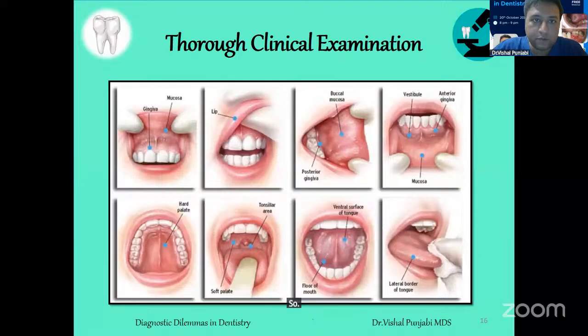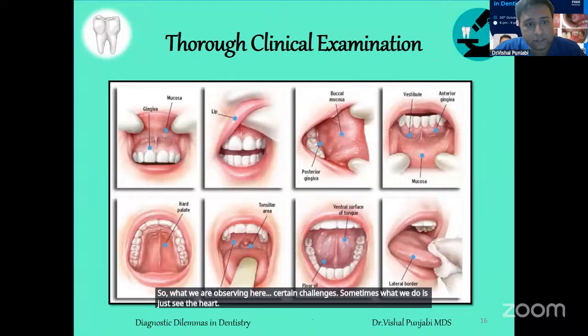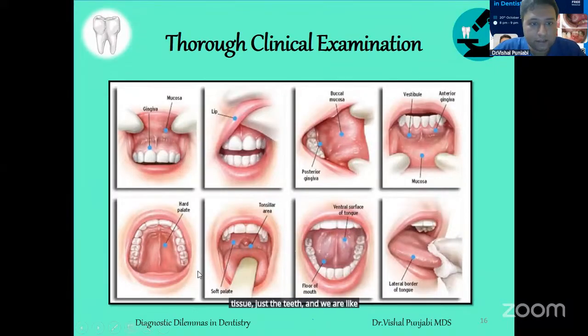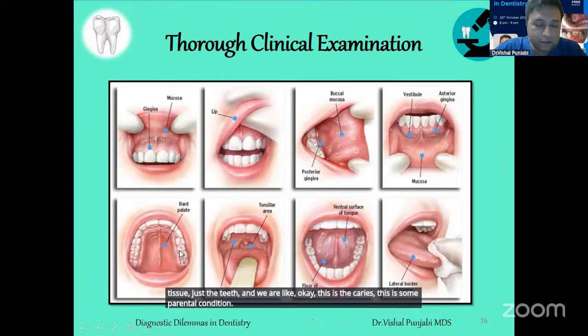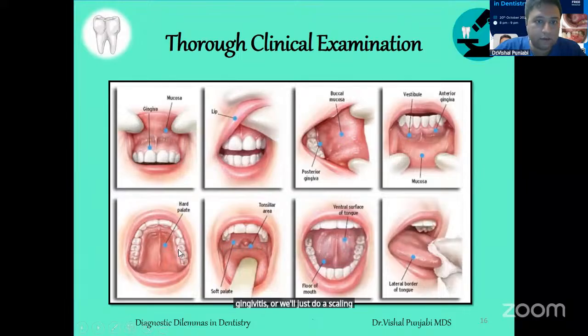So what we are observing here, certain challenges. Sometimes what we do is just see the hard tissue, just the teeth, and we are like, okay, this is the caries, this is some periodontal condition, gingivitis, or we'll just do a scaling. But then apart from the routine, we have to do a thorough clinical examination of the entire oral cavity.